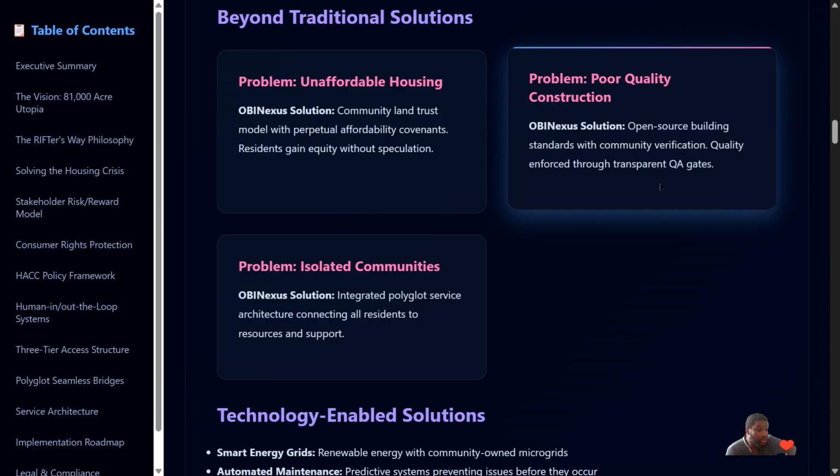Poor quality construction. So this is like QA gates. QA gates are just quality assurance gates for the building construction. It tells you, okay, I want a true positive. Does this pass? Is it a true positive? Does this test pass? This one passes the test. This one passes the test.